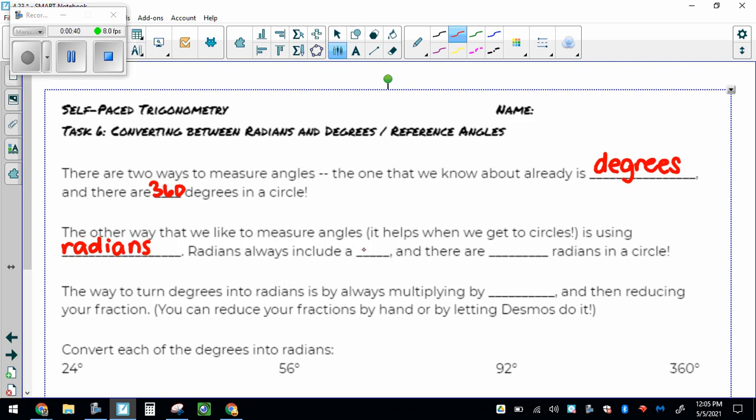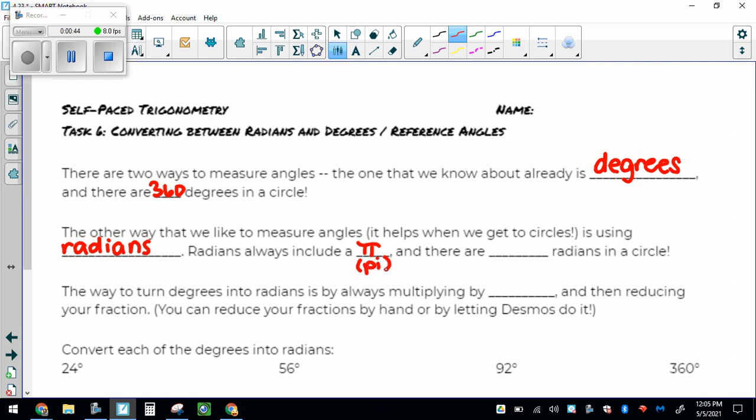All right. Radians always include a pi. I wrote that out loud in case you didn't remember that symbol from geometry. And there are 2 pi radians in a circle. If you remember, 2 pi r from geometry was one of our formulas. There it is, 2 pi radians.